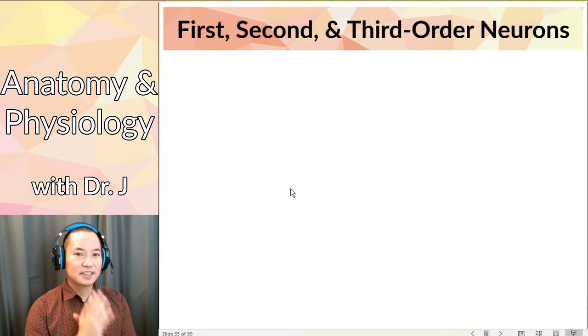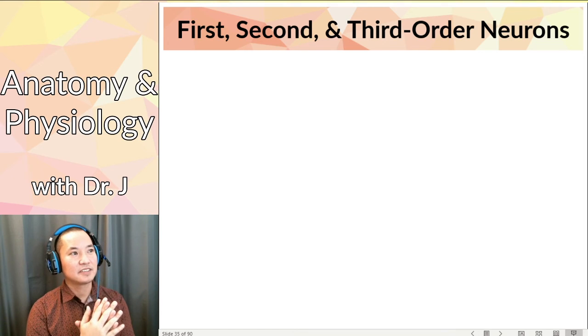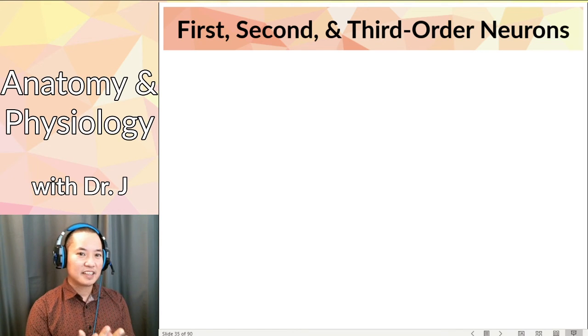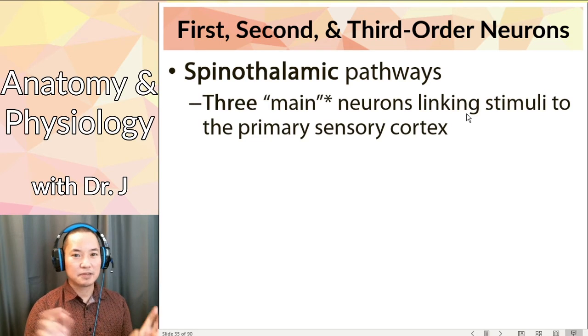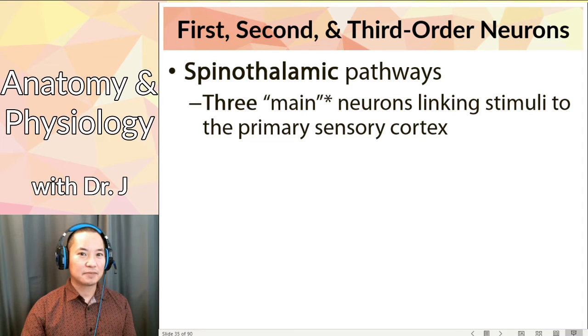Now, first, second, and third order neurons. This is a more complex topic, and if you have the anatomy coloring book, I think they do cover this as well. And what they have is the spinothalamic pathway. What they typically have are three, and I'm putting quote unquote main neurons linking stimuli. You have your first order neuron detecting the stimuli, and then carrying it. So there are three neurons that carry from the stimuli all the way to the primary somatosensory cortex.